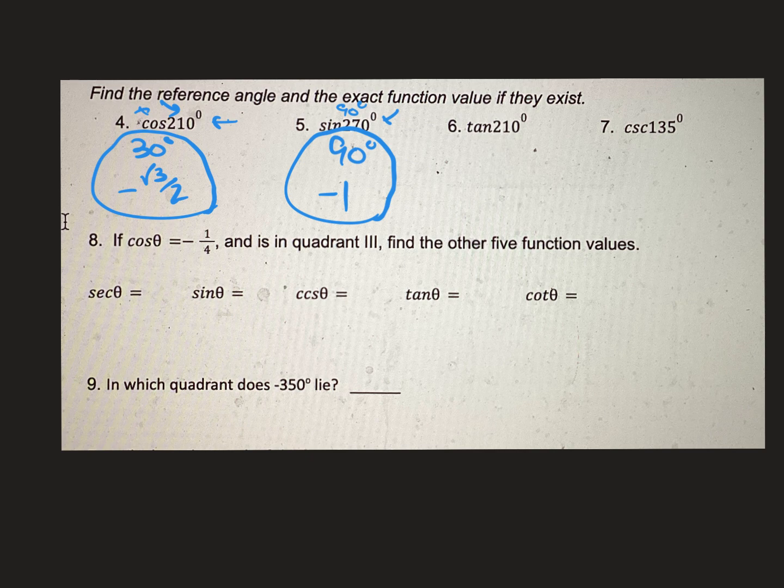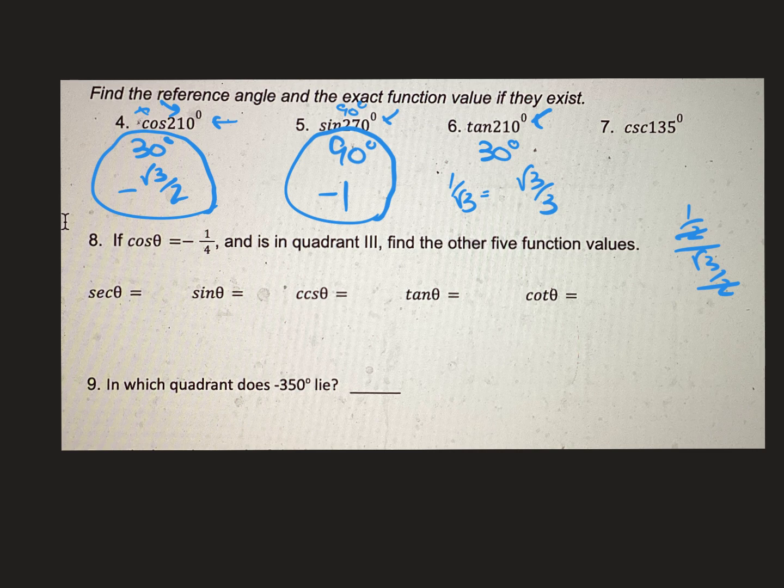Number 6, tangent, 210. 210, same thing as 4, so the reference angle is 30, and tangent of 30 degrees, looking back, remember tangent's y over x. So if I'm looking at my circle at 30, the y at 30 degrees is 1/2. The x is square root of 3 over 2. What happens is the 2's cancel. I get 1 over the square root of 3. Remember, we need to rationalize that, so take the square root to the top, bring the number down to the bottom. Now think about the quadrant. That's quadrant 3.